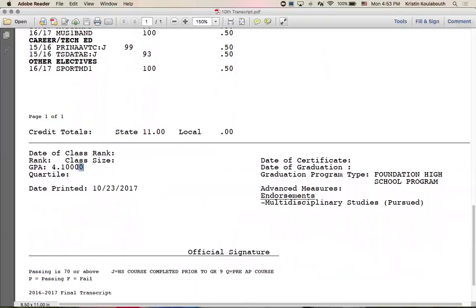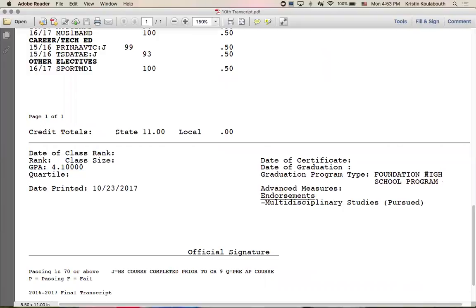Your GPA down here, this is your ranking GPA. It is a combination of your core classes, your foreign language classes, and AP electives. That is all that is averaged into your ranking GPA. So keep in mind when you're in sports and entertainment marketing or something like that, that does not count towards your GPA.